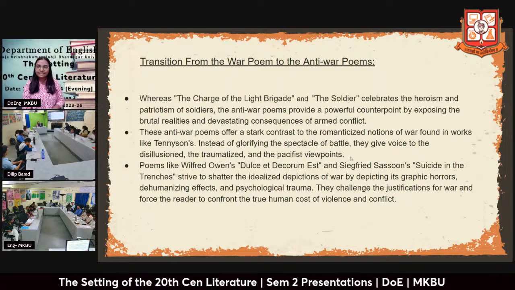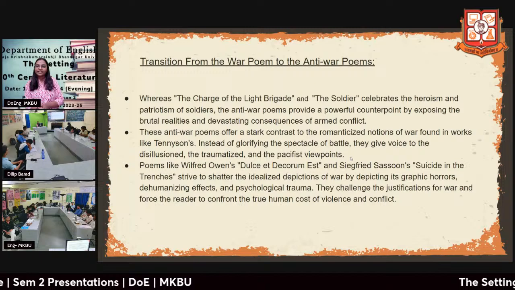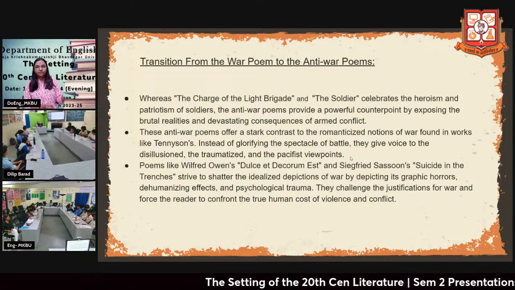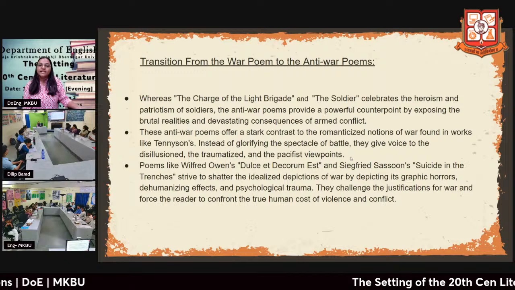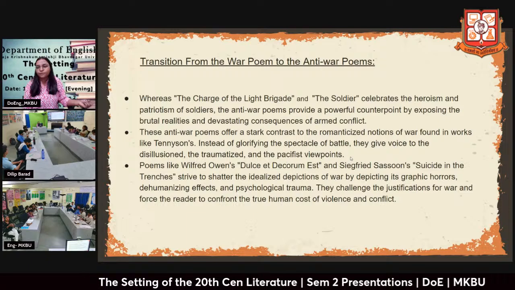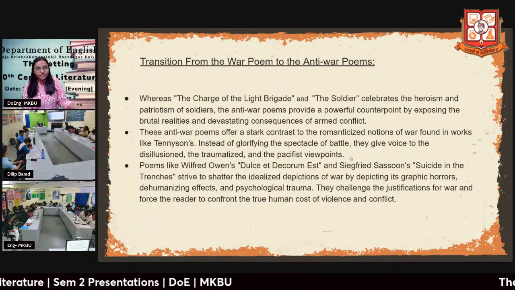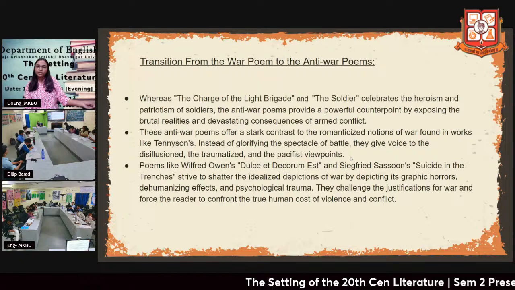Instead of glorifying the spectacle of battle, they give voice to the disillusioned, the traumatized, and the pessimistic viewpoints. Poems like Wilfred Owen's Dulce et Decorum Est and Siegfried Sassoon's Suicide in the Trenches strive to shatter the idealized depictions of war by depicting its graphic horrors, dehumanization, and psychological trauma. They challenge the justification for war and force the reader to confront the true human cost of violence and conflict.